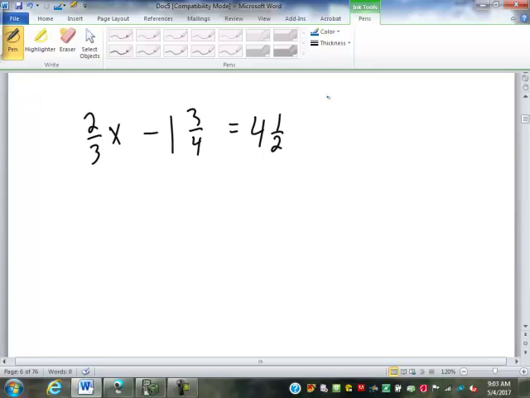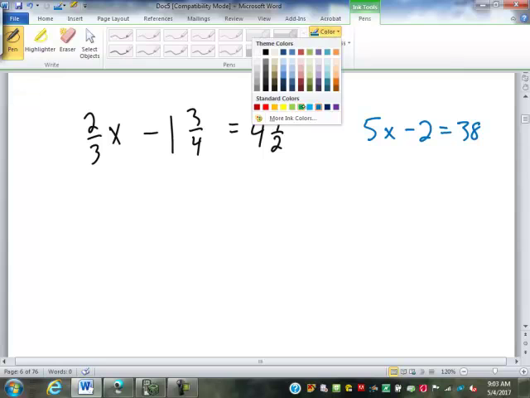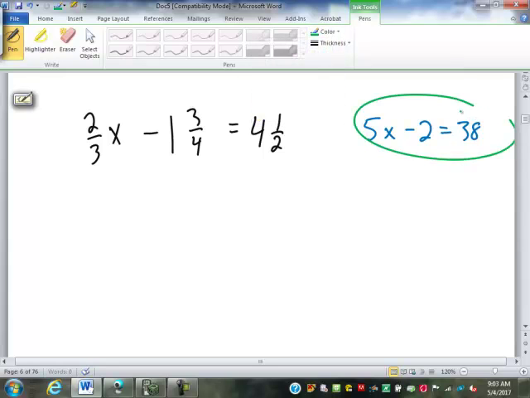Remember that. This equation here is exactly the same as if I had 5x minus 2 equals 38. What would I do on this equation to solve it first? I'd add 2. Over here, I'm going to add 1 3/4. So that's gone. I've got 2/3 x equals 4.5 plus 1 3/4, which is 6 1/4.